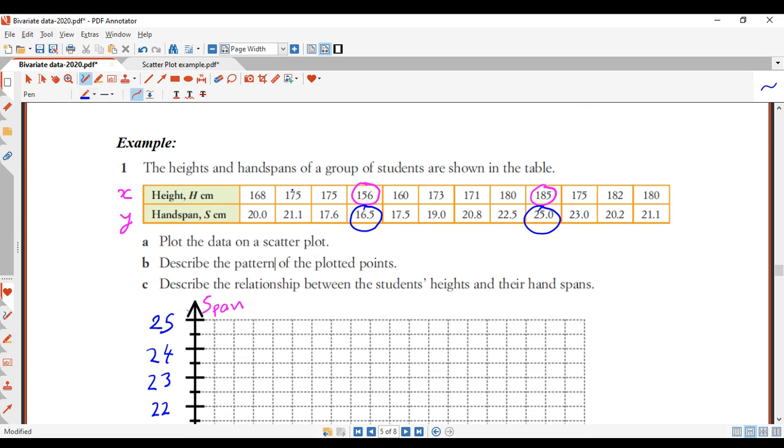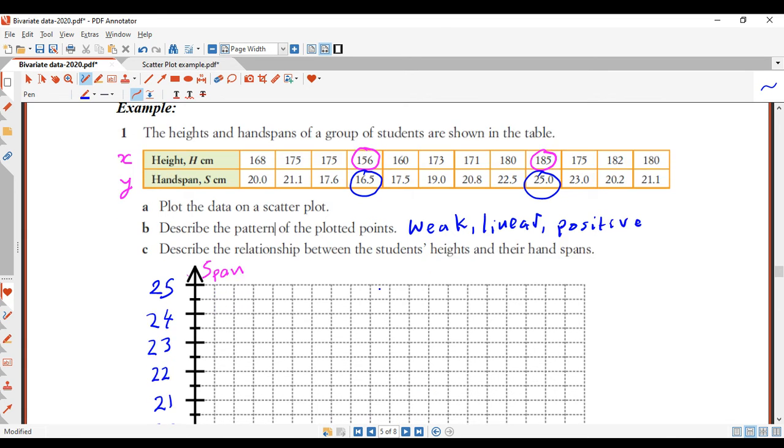Okay, so let's write that down. So weak, is linear, and it's positive. You might argue that maybe it's not so weak, maybe the relationship is medium. It's a bit silly to have just a choice between strong and weak. We'll get into more precise descriptions later on in the chapter with numbers.